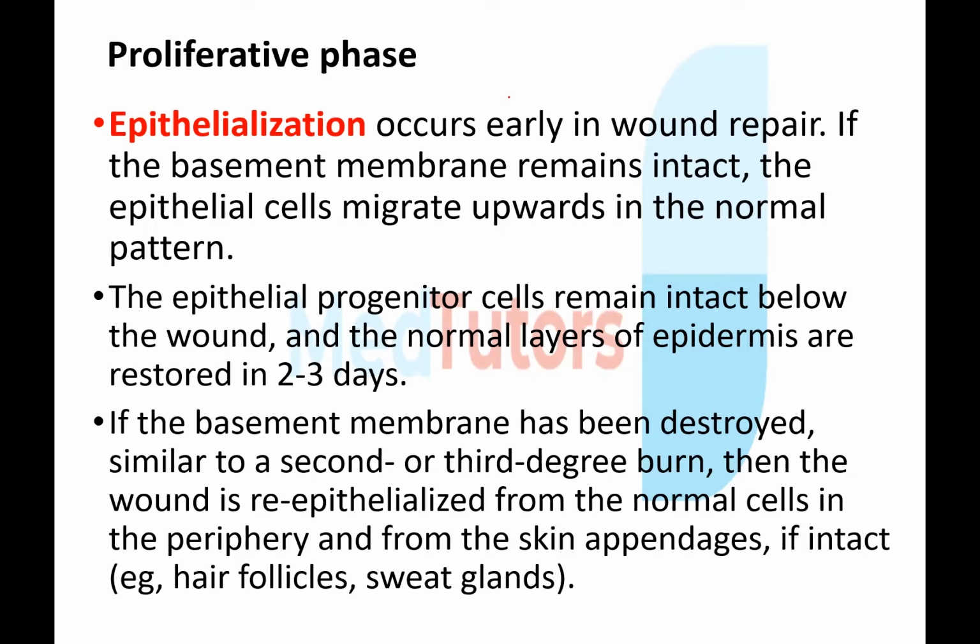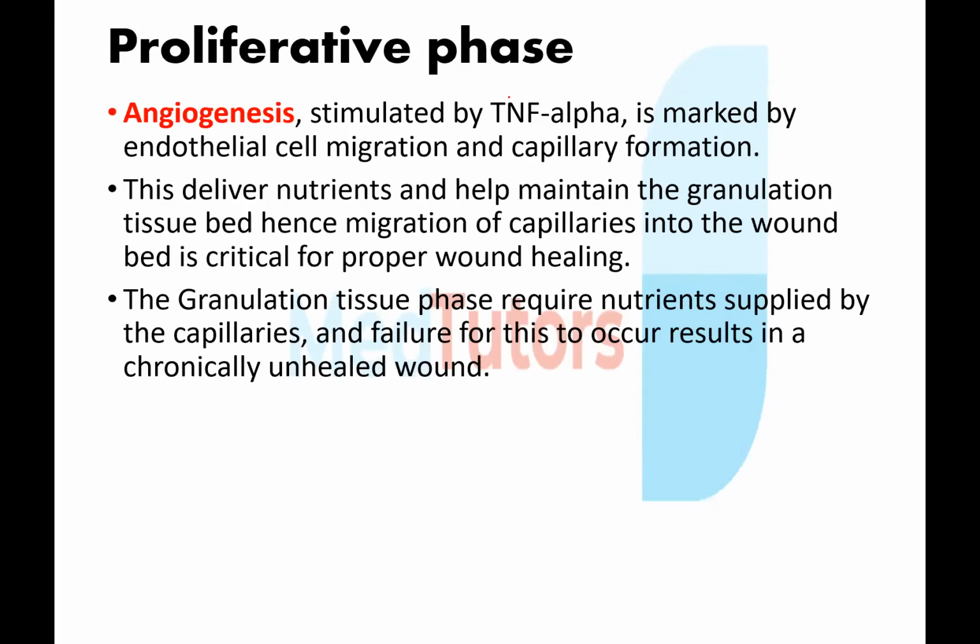Now, if the basement membrane has been destroyed, similar to second or third degree burns, then the wound is epithelialized from normal cells in the periphery and from skin appendages, as we described in the quaternary wound healing, where new epithelial cells are formed from hair follicles and sweat glands. That is when you have disruption of the basement membrane.